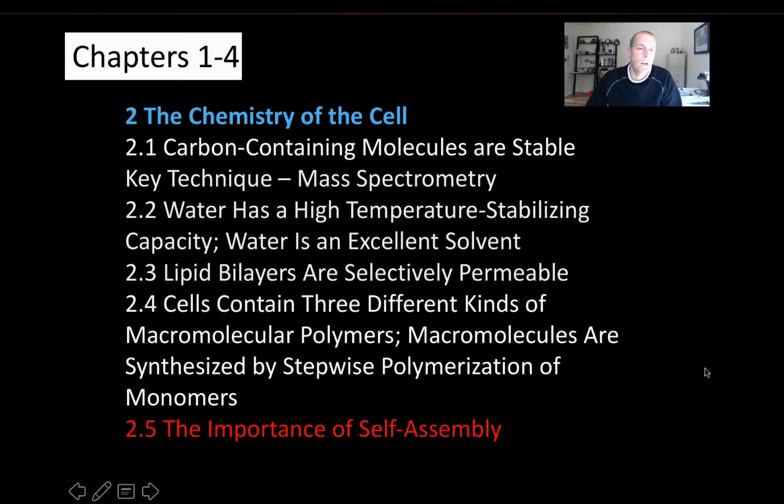Okay, I want to finish up this set of content by having us think about something which you might have encountered or you might have given some thought to before, but I just want to formalize some of that thinking. And that's the importance of self-assembly. So what we mean here is how do we get more complex cellular structures using only 4 types of macromolecules?